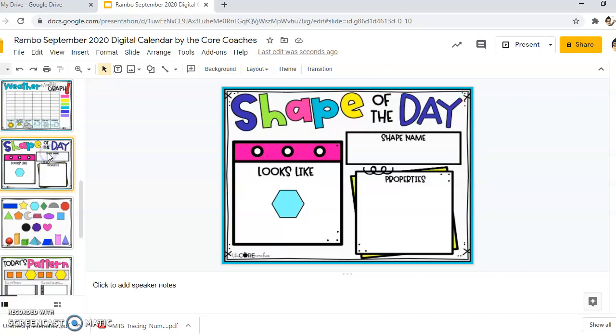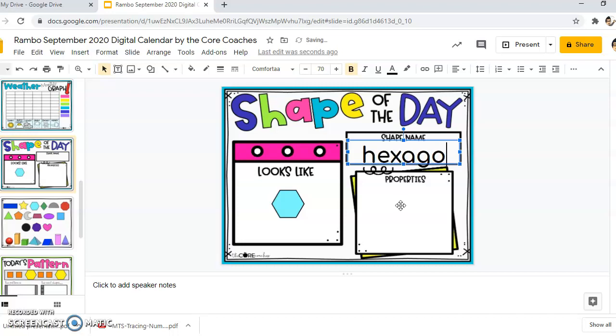Let's move on to our shapes. Take a look at the shape and tell me what shape it is. You're right, it is a hexagon. So let's write that down. Now count the sides on the hexagon. You're right, it is 6 sides. Now let's count the vertices on our hexagon. You're right, it is 6 vertices.